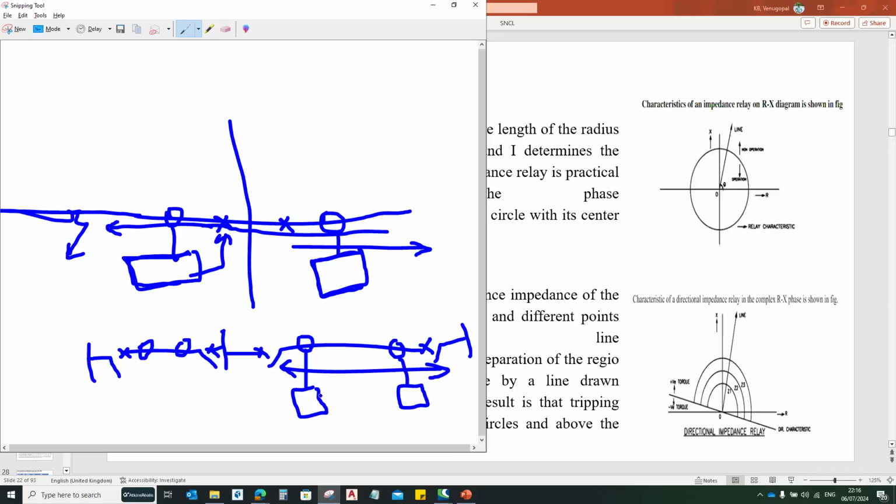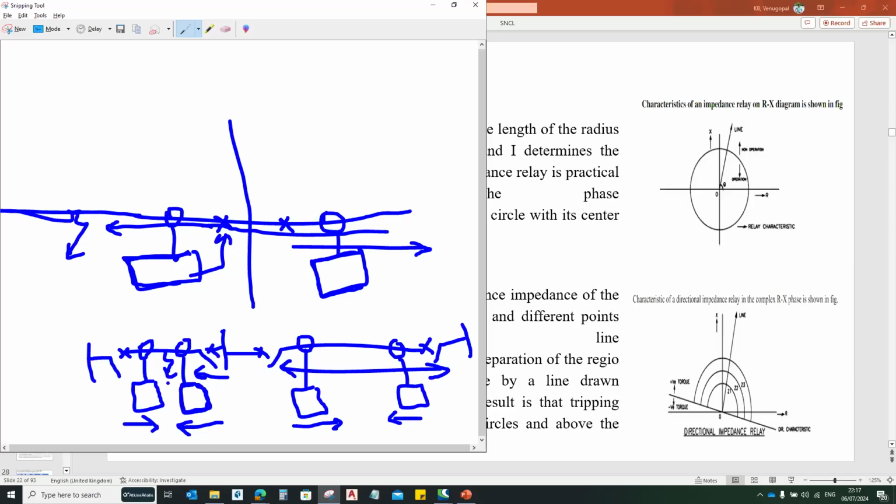This relay will look in the direction of this, and this will look in the direction of this, and similarly this relay as well as this relay will look in the direction of this. So if the fault happens here, the fault current from the bus bar will go like this to this fault area, so this relay will operate and it will trip the fault current.